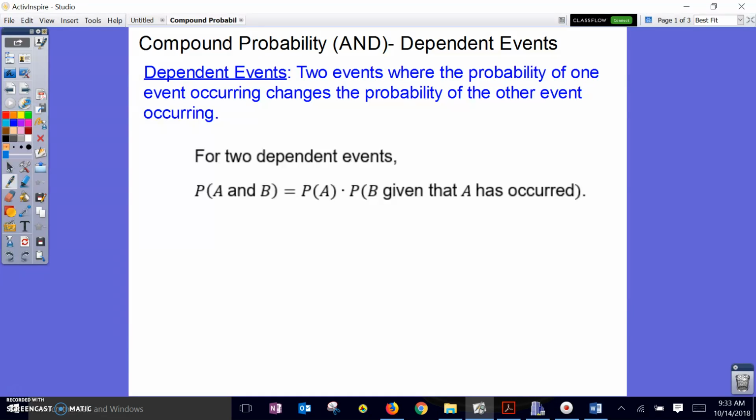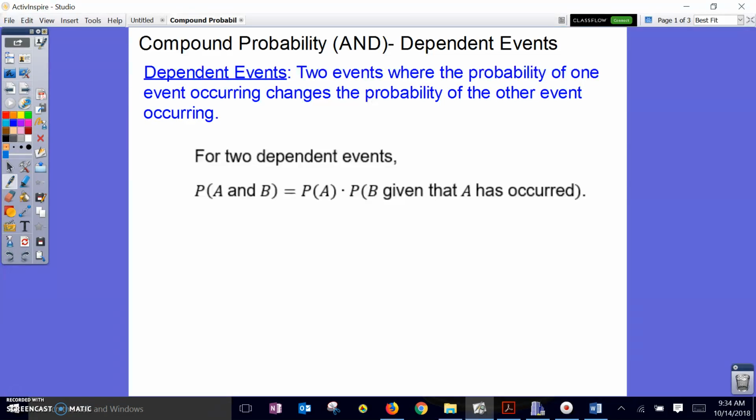Alright, welcome back everybody. In this video we're going to talk about compound probability and events again, only this time we're going to talk about when the two events that are involved in the compound probability, or more, are dependent. And what dependent events are is they are events where the probability of one event occurring changes the probability of the other event occurring.